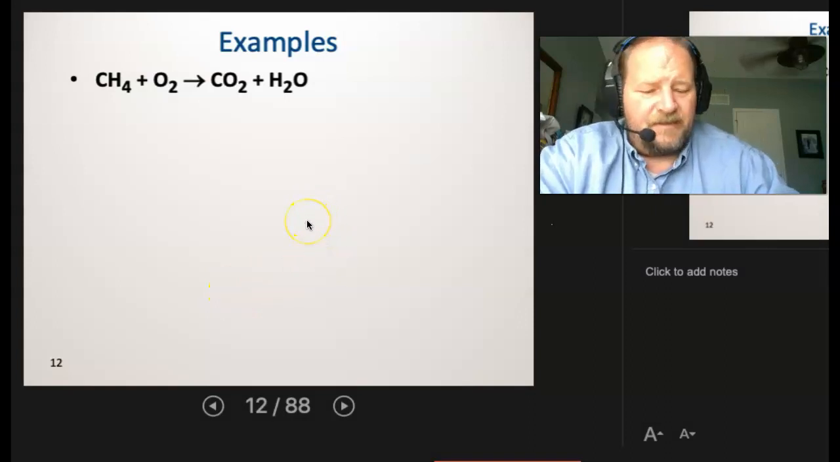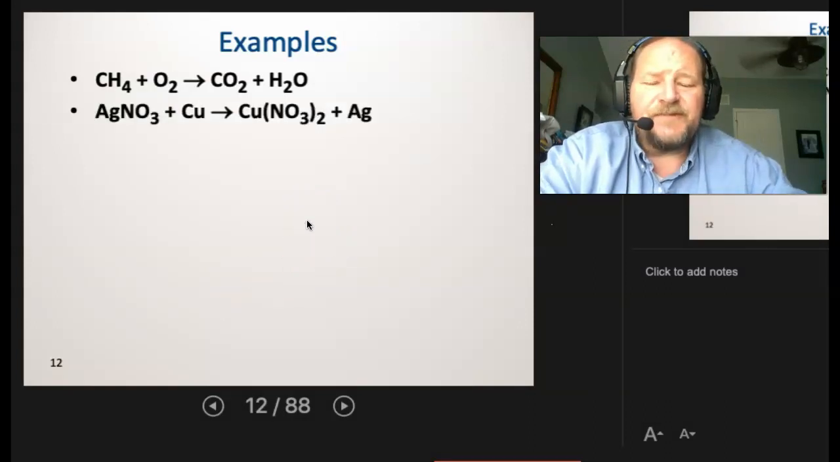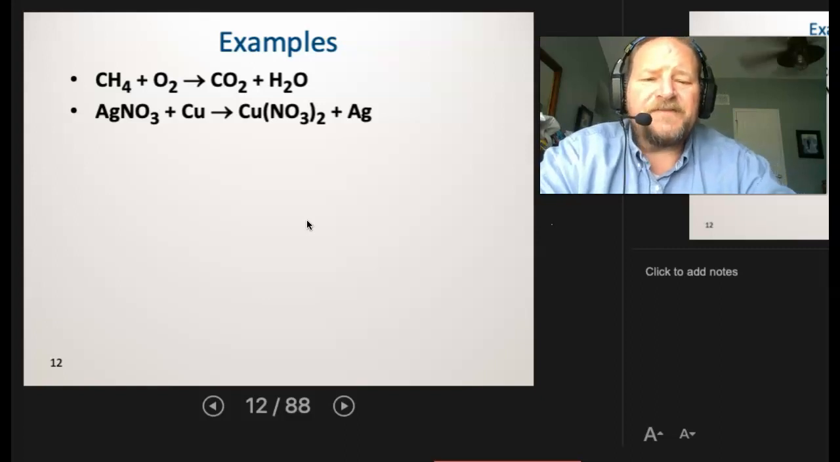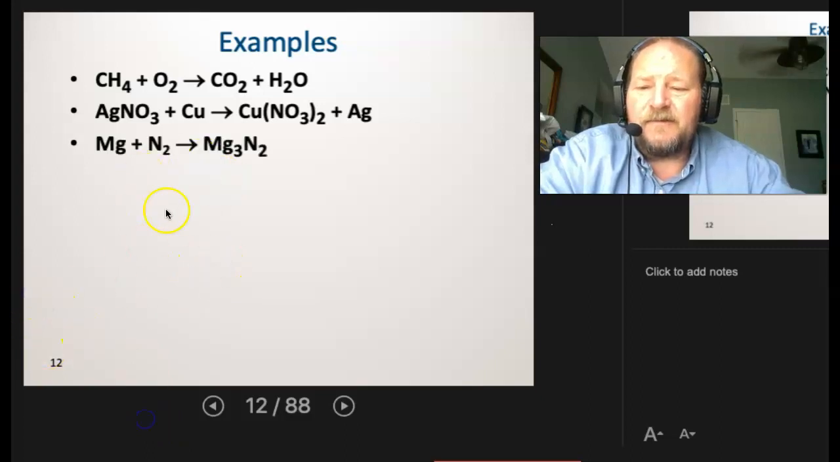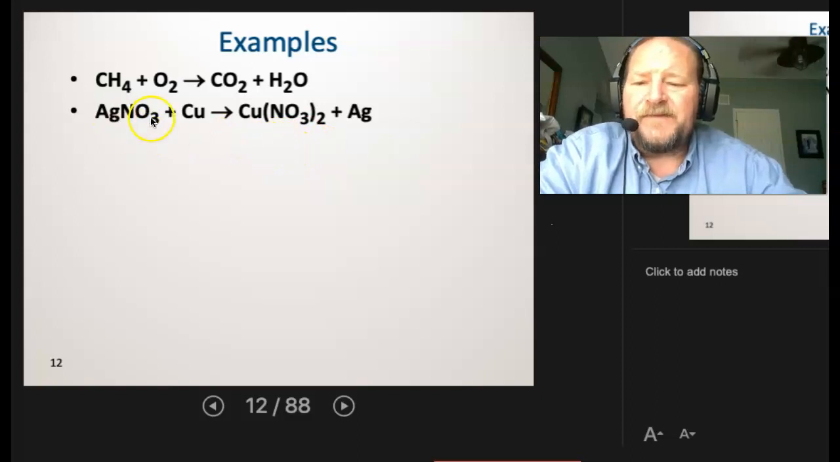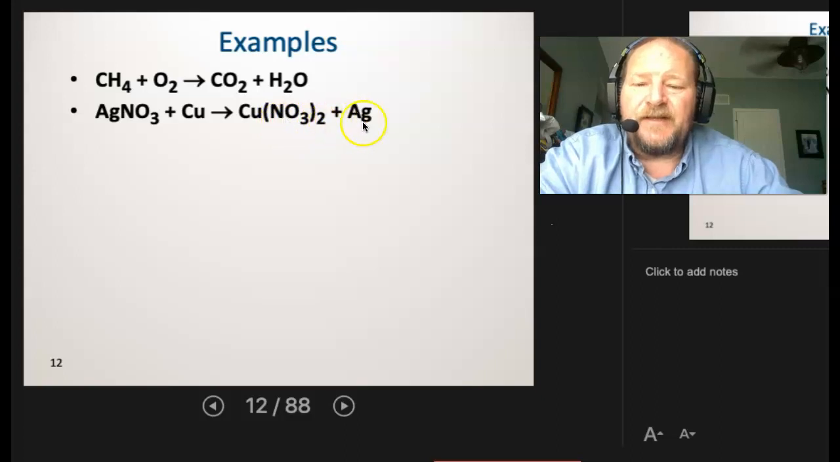Next, we're going to take a look at our first little trick. So a trick of the trade. Now we've seen these polyatomics before, and here one is just popped in. So we have silver nitrate plus copper is going to give us copper 2 nitrate plus silver.